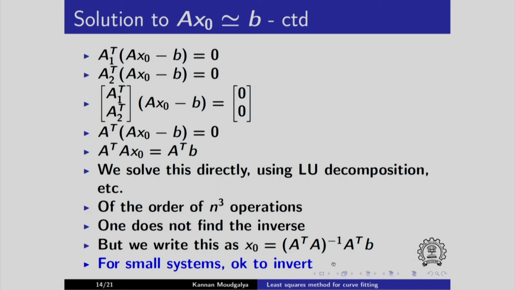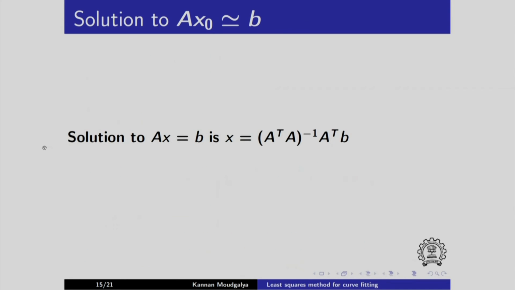In the example that we considered, we will arrive at a 2 by 2 system for this ATA, and hence we will invert and then solve this. In a large system, however, we have to solve this equation directly. So the solution to Ax equals b is given here. It is denoted like this.